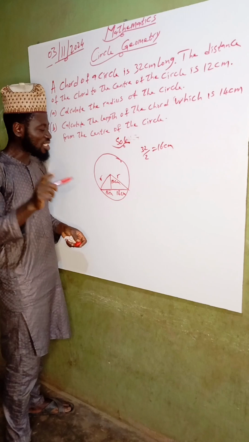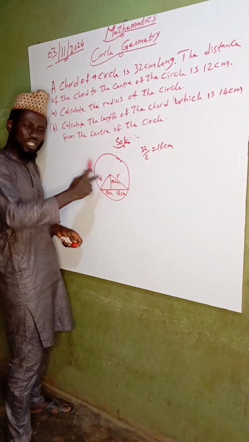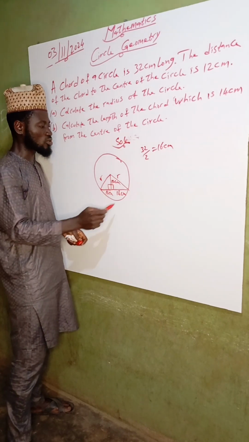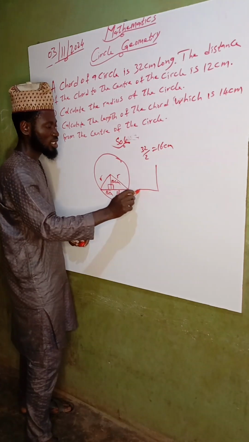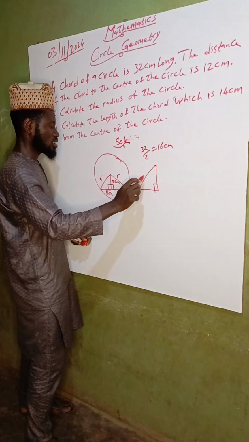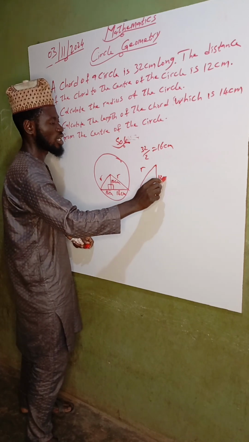And that theorem is telling us that a line that is drawn from the center of the circle to bisect a chord, which is not a diameter, is at a right angle or perpendicular to the chord. That's why I can bring out this triangle. This side is 16 centimeters, and this is 12 centimeters.